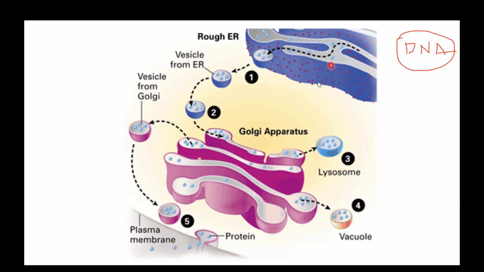So I've got my polypeptide now. I can take my polypeptide, put it in one of these vesicles. This little vesicle will move over. It will fuse to my Golgi apparatus. The polypeptide will be modified and repackaged. And since this is an amylase, I know that I want it in my saliva. So now I have to get it out of my cell.